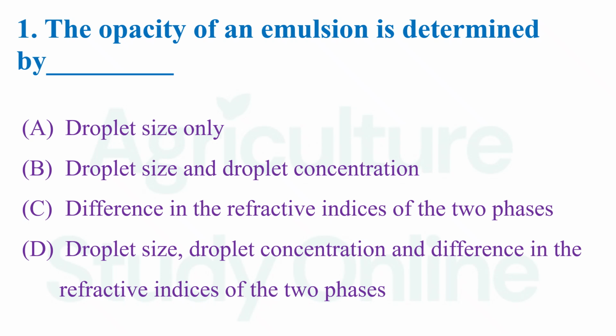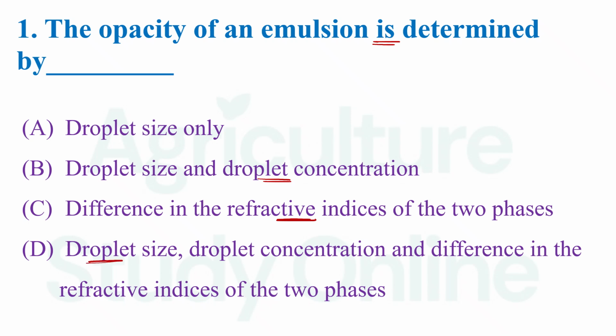Question 1. The opacity of an emulsion is determined by. Droplet size alone. Droplet size affects the light scattering, but alone it does not fully determine the opacity. Droplet size and droplet concentration, both of these matter, but it is still incomplete without considering the refractive index differences. Difference in the refractive index of the two phases controls how much light is bending or scattering, but it is not enough alone.